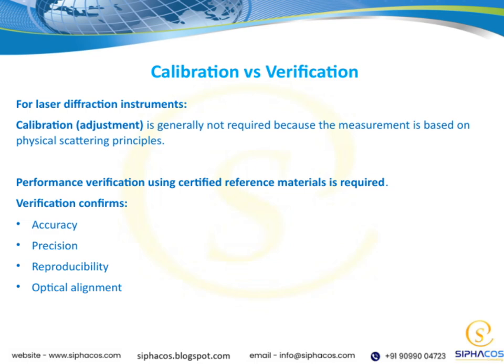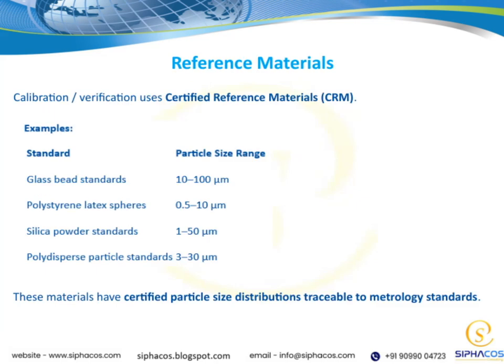This distinction between calibration and verification is crucial because it underscores that while calibration might not be necessary for laser diffraction, ongoing verification using certified references is vital to ensure reliable, accurate results throughout the instrument's use. These materials have certified particle size distributions that are traceable to metrology standards. This means that the measurements are not just arbitrary, they're backed by recognized benchmarks, ensuring accuracy and consistency.